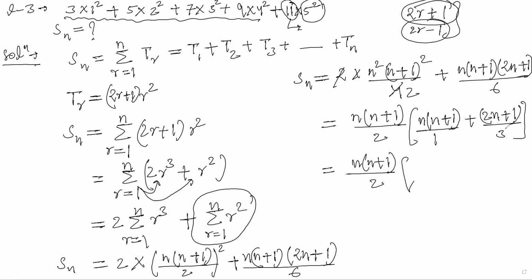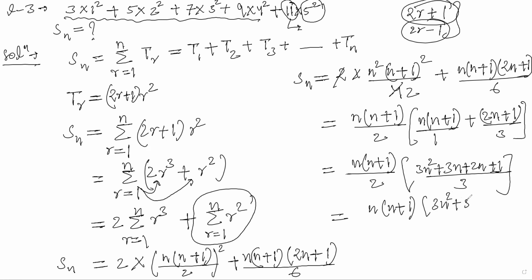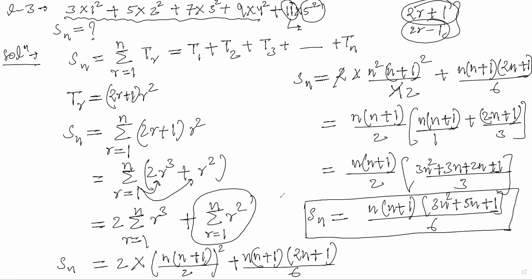If we take the LCM, the LCM would be 3. This would become 3n square plus 3n plus 2n plus 1. The final answer would be n into n plus 1 into 3n square plus 5n plus 1, divided by 6. This would be your answer.